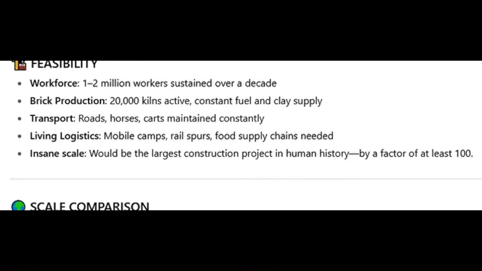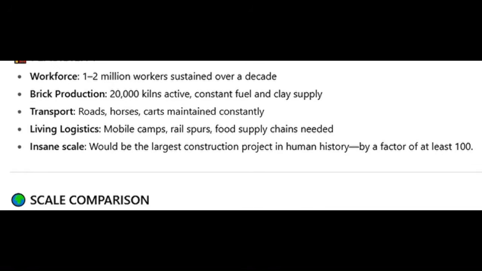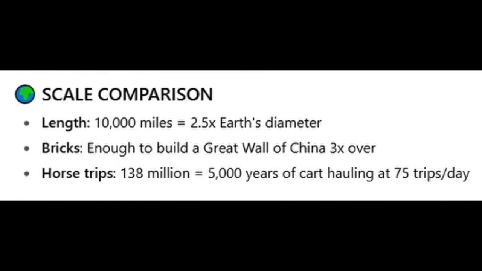Insane scale. It would be the largest construction project in human history by a factor of at least 100. Scale comparison. Length: 10,000 miles equals 2.5 times Earth's diameter. Bricks: enough to build the Great Wall of China 3 times over. Horse trips: 138 million equals 5,000 years of cart hauling at 75 trips a day.